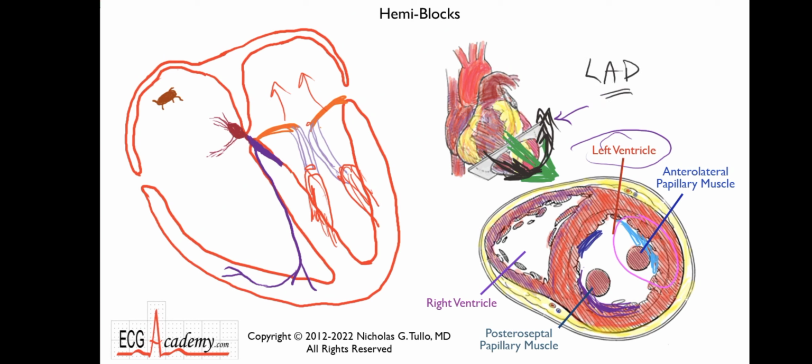In the next video we'll get into more detail about what a left anterior hemiblock looks like, but it's really marked changes in the axis that allow you to diagnose disease of the hemifascicles.